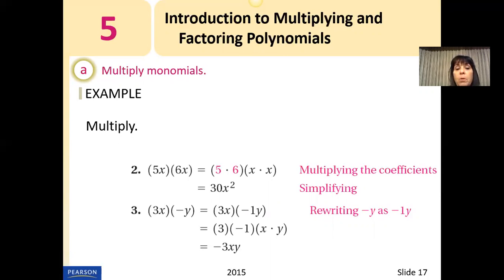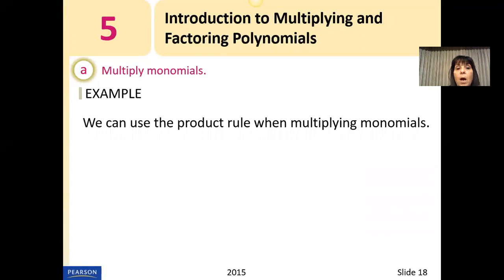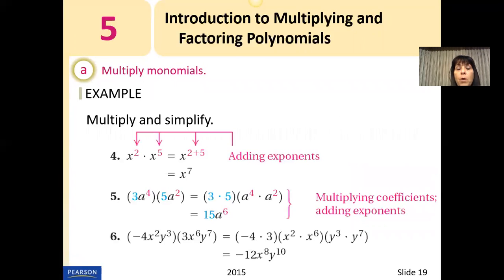In the second problem, you will have the 3 times the -1, which will be a -3, and then the variables x and y are not the same variable, so you can just write them as a product. So you use the product rule when you're multiplying.